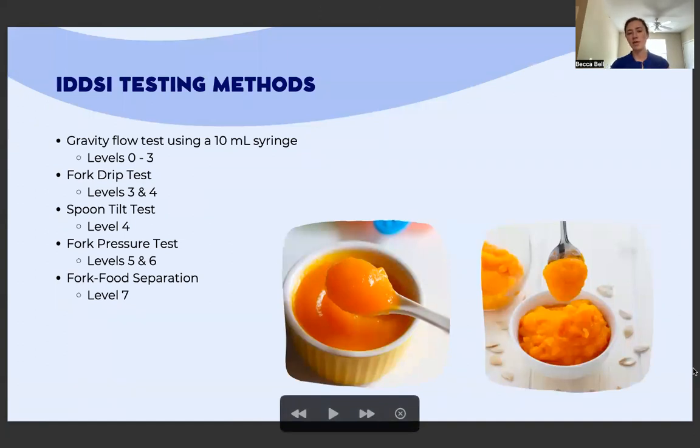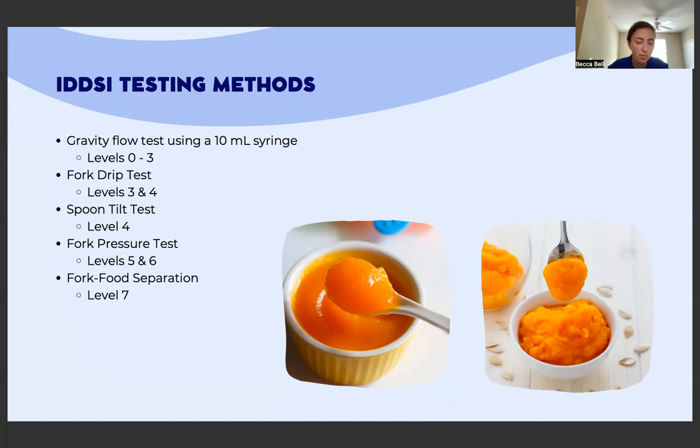I wanted to include a slide with a comprehensive list of the different levels of the IDDSI framework and how they're matched up to each testing method, and to go over a little bit more about the spoon tilt test in a practical example. So both of these pictures are pumpkin puree. You can obviously see that they're different textures. So for that level 4 pureed spoon tilt test, this picture on the left would definitely be more appropriate because it's sitting on top of that spoon and not falling off. And it's like a heaping spoon too, so that helps you tell.